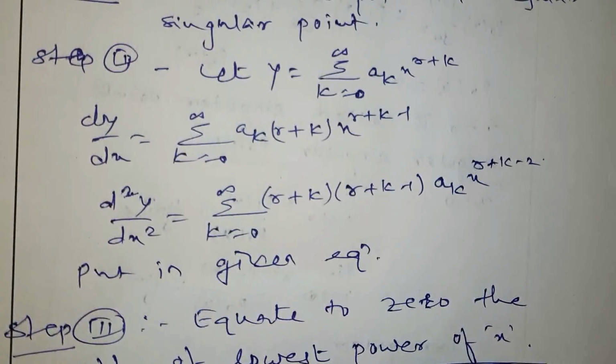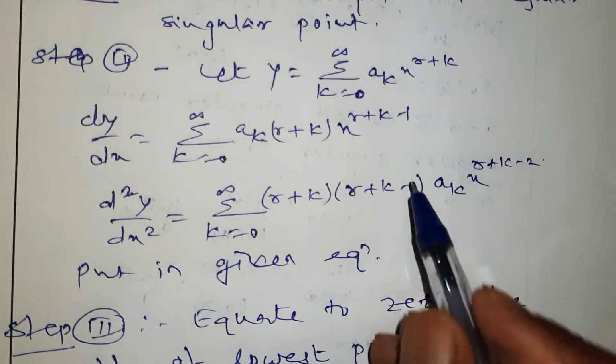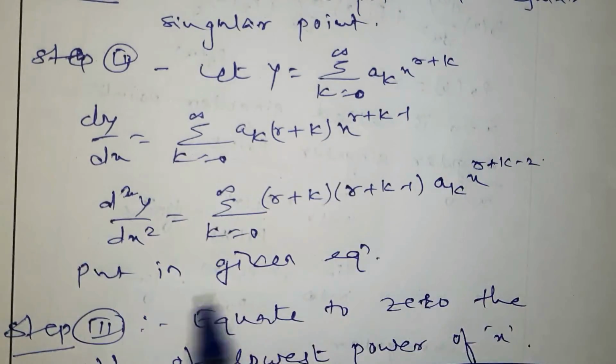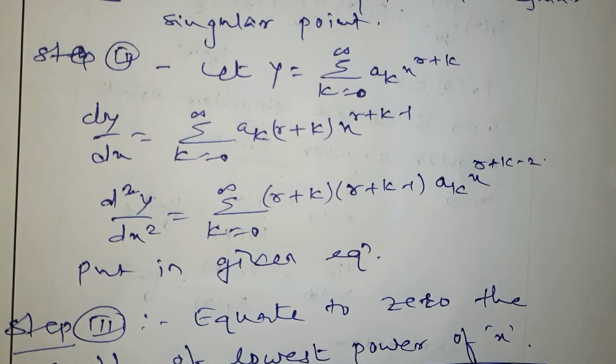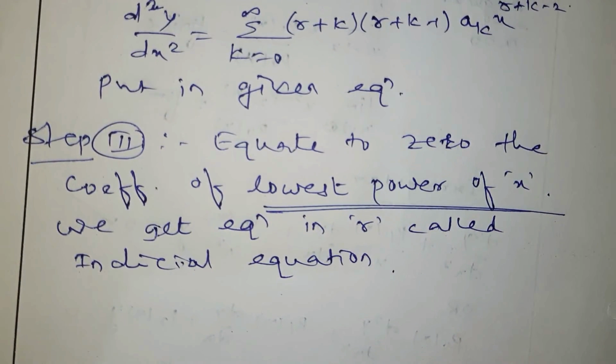Now if I see in these three terms, I can say that x raised to r is the smallest term. But in actual calculation, most of the time it is x raised to r, but sometimes it may differ, and we have to equate that coefficient of lowest power of x equal to 0, and we get indicial equation. We will clear this concept in examples, right?